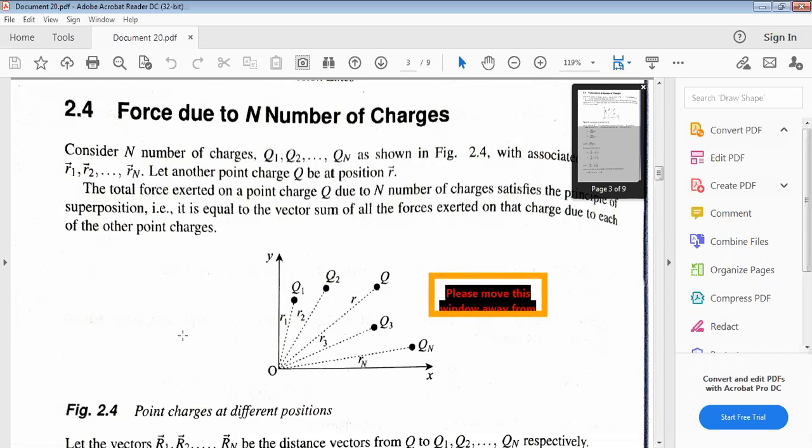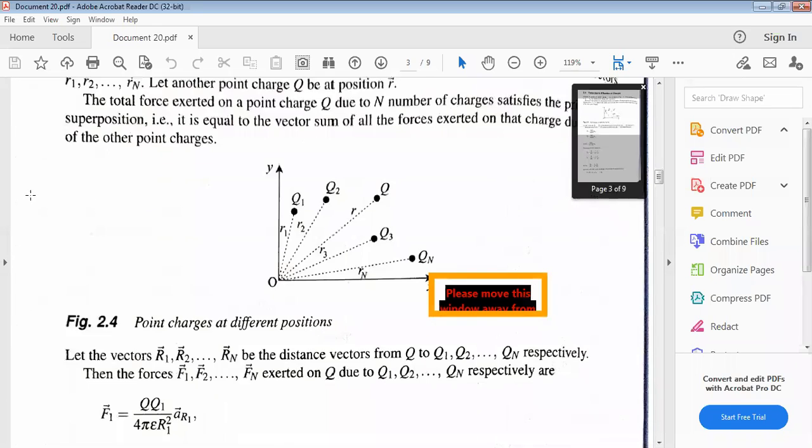The total force exerted may be an attraction force or a repulsion force, depending upon the type of charge, whether it is positive or negative. The total force acting on the point charge q due to n number of charges satisfies the principle of superposition, and that is equal to the vector sum of all the forces exerted. That's why I told you while starting that it is the vectorial sum of all the forces exerted on the same charge.